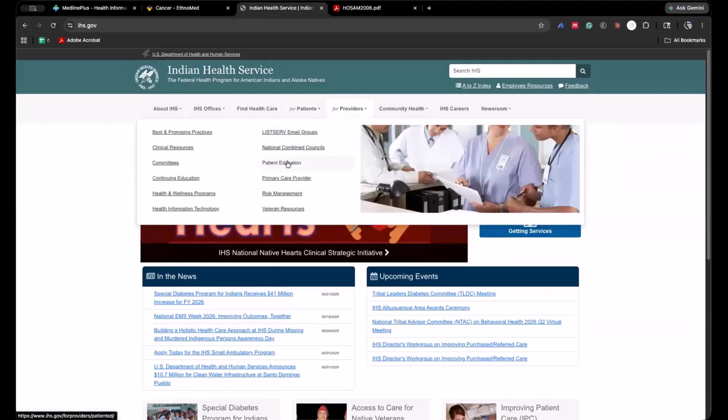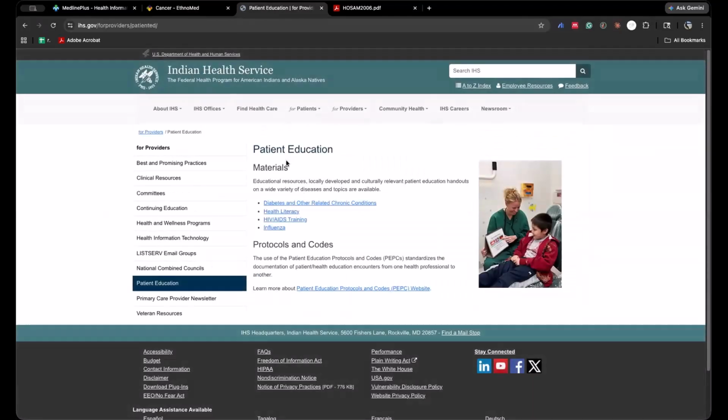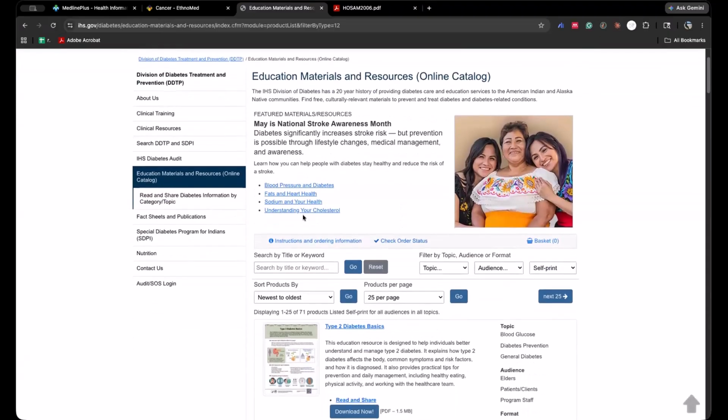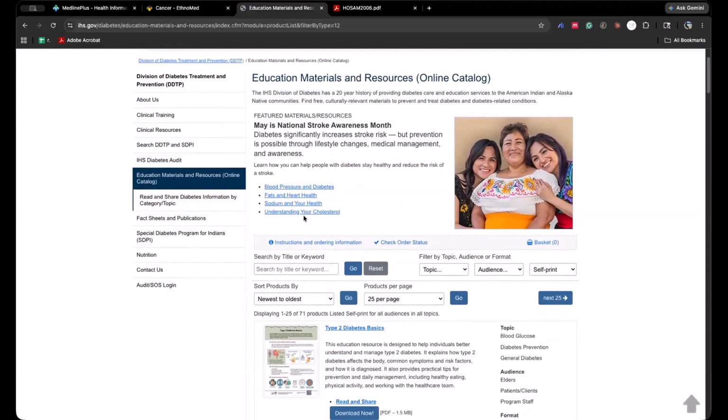We'll go over to providers and look at some patient education, which I feel is probably the meat of what we want to be doing today. They have some really great materials, especially for diabetes and other related conditions, as well as health literacy, HIV, and influenza. We'll go ahead and look at the diabetes and other related chronic conditions. Again, really thinking about what we've been discussing today with the chunking and everything. Quick thing for the community.